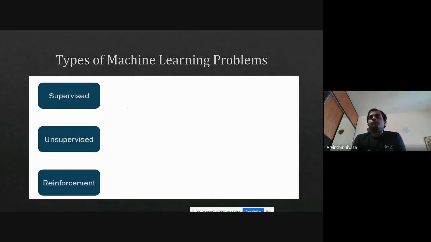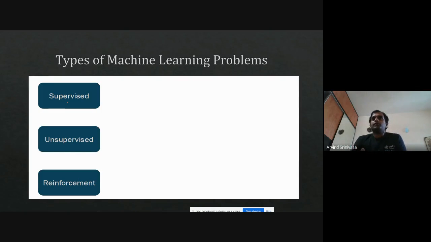So what are the different machine learning problems? Everyone wants to learn machine learning, but what are the different types of problems that machine learning has? It has been broadly divided into three categories called supervised learning, unsupervised learning, and reinforcement learning.